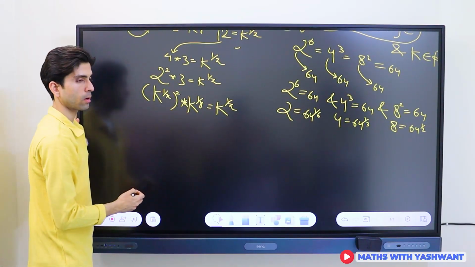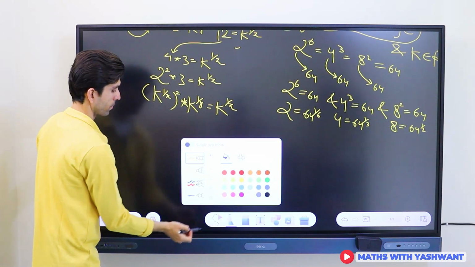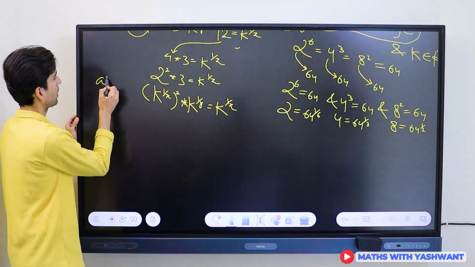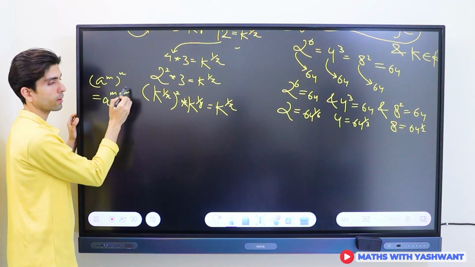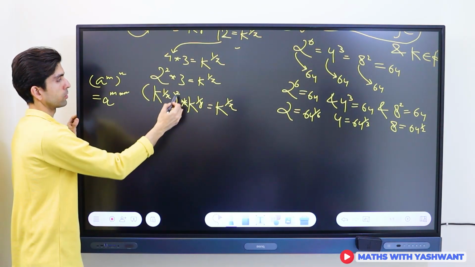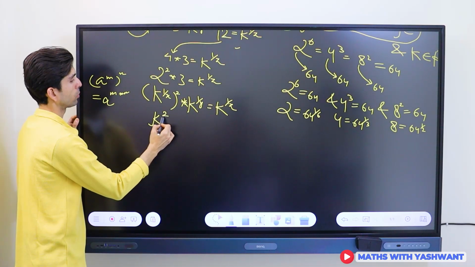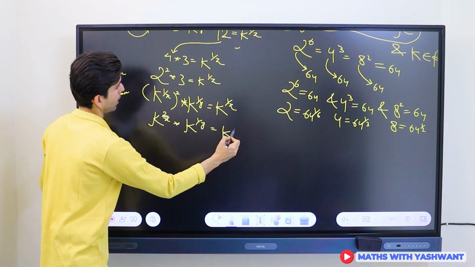Now we use the exponent law here. Which exponent law? Many of you might have got the answer. It's actually (a^m)^n, which we express as a^(m×n). So I can write k^(1/x × 2), which is k^(2/x), times k^(1/y), is equal to k^(1/z).